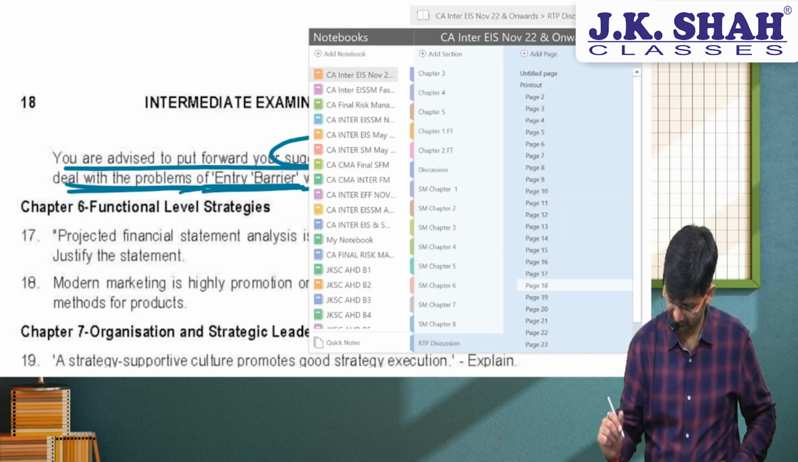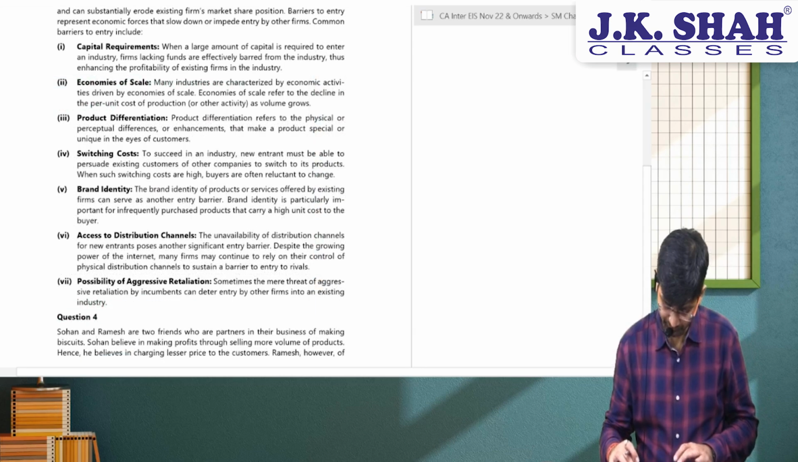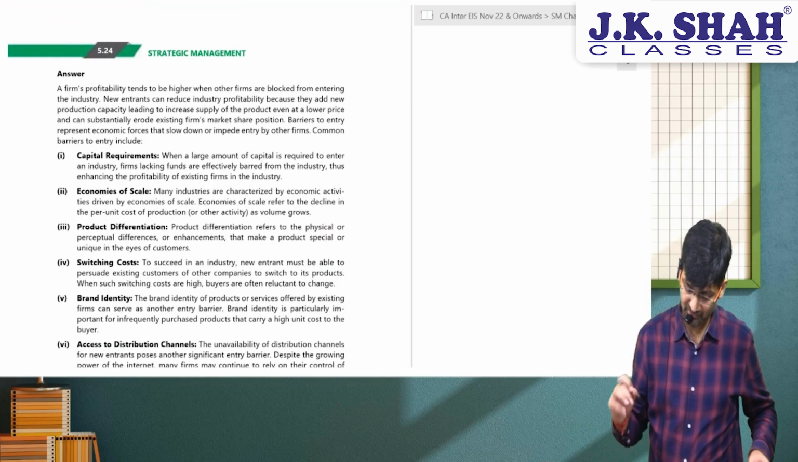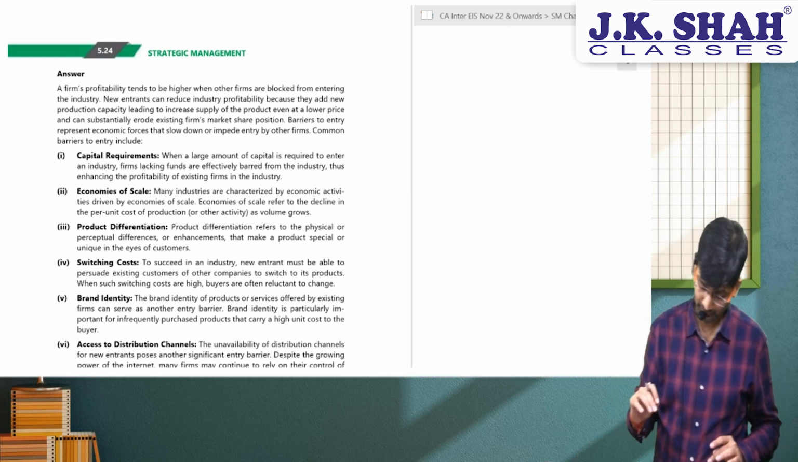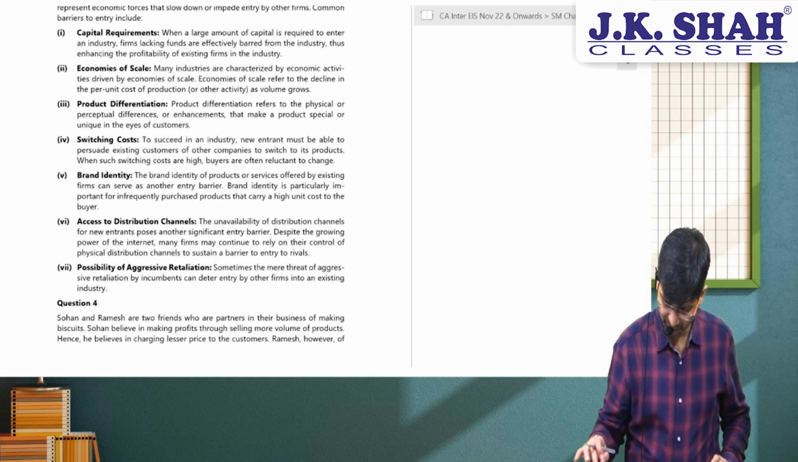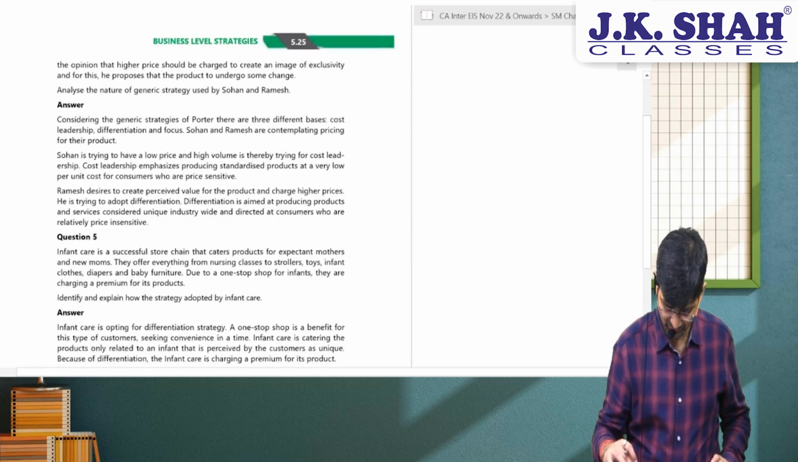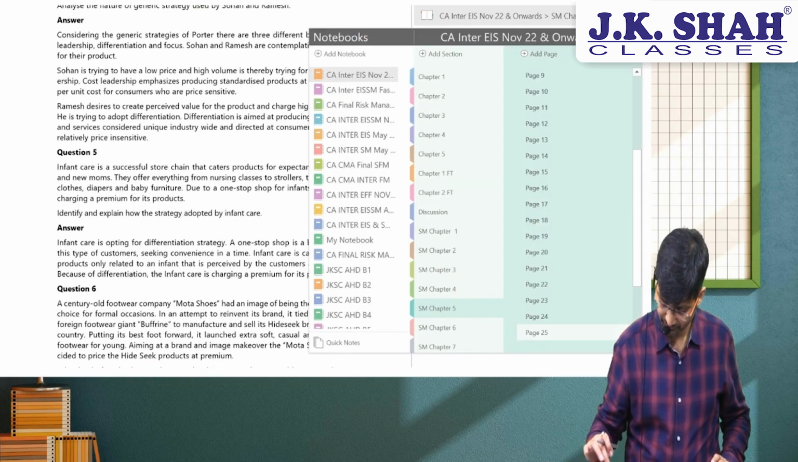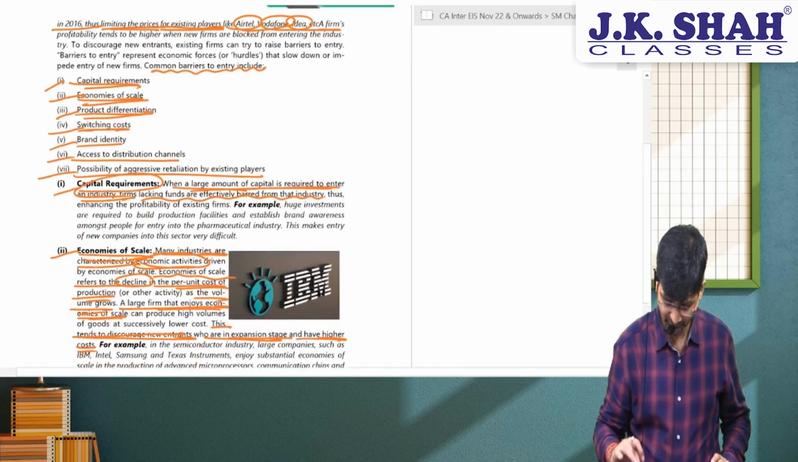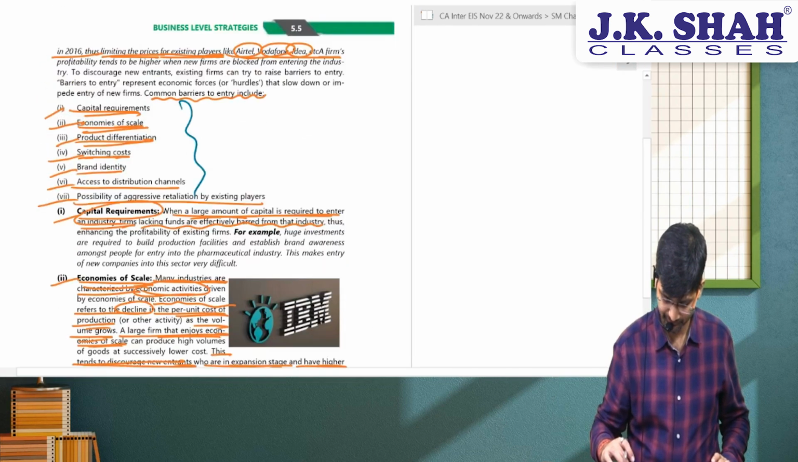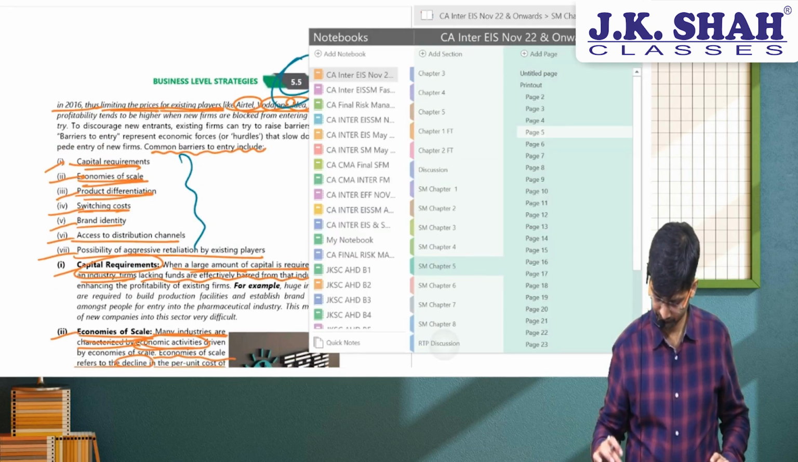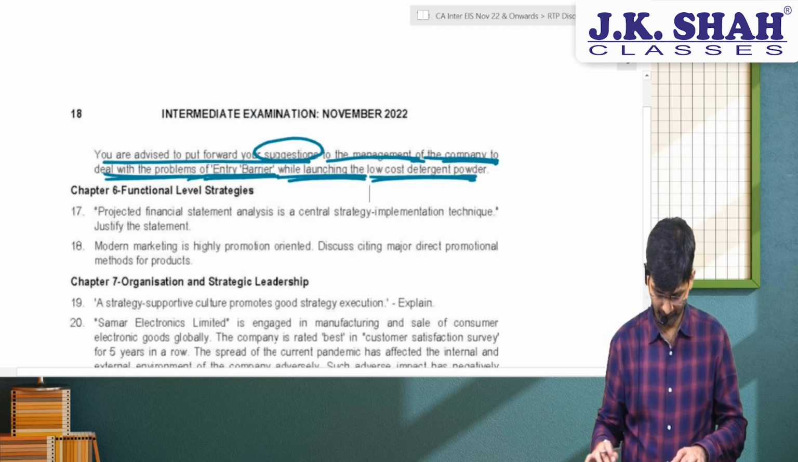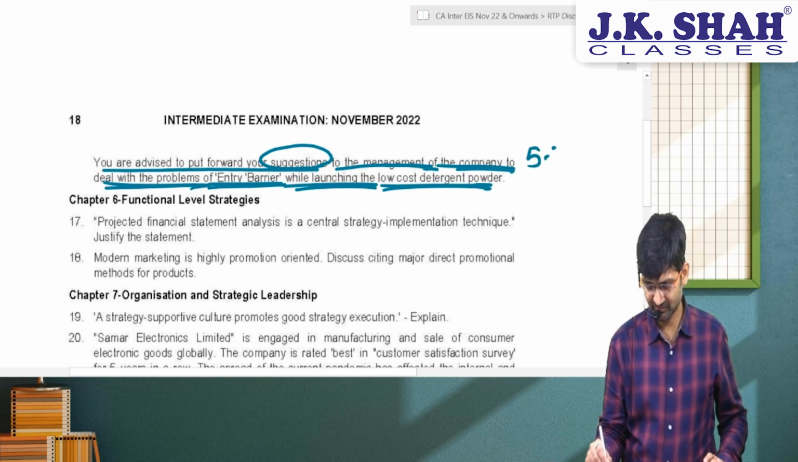For this, first we'll refer to ICAI MAT. In the book, the question was given on how you can create barriers, not how you can deal with the barriers. The barriers topic was given to us on page 5.5. These were the barriers that were given to us. This is page 5.5.